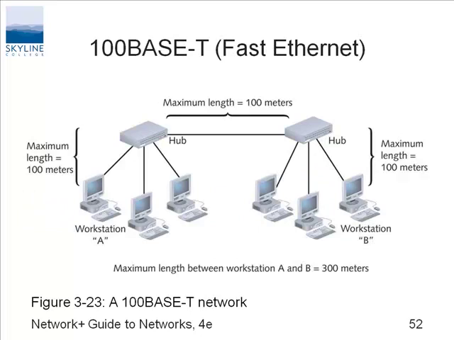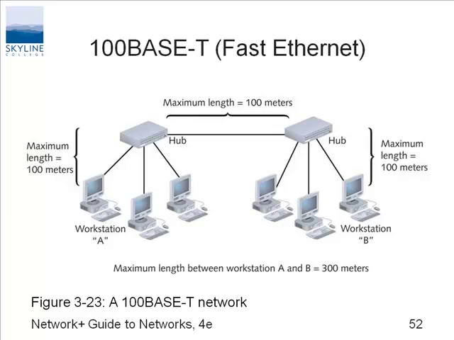Fast Ethernet, 100 base T, is different than Ethernet. Fast Ethernet you're usually going to use in a switch, although this one shows hubs. When you use a switch, each port on the switch creates its own collision domain. I'm already into layer 2, I realize that. So you don't have the collision issues that you have with the bus.